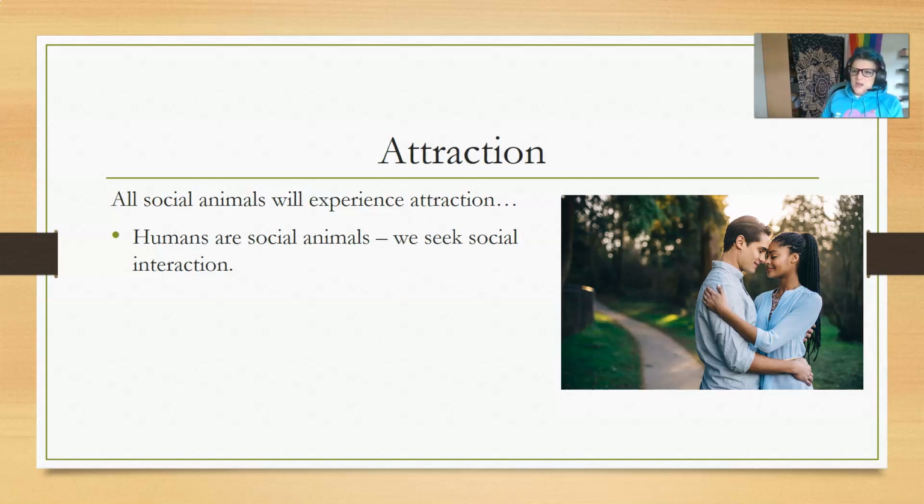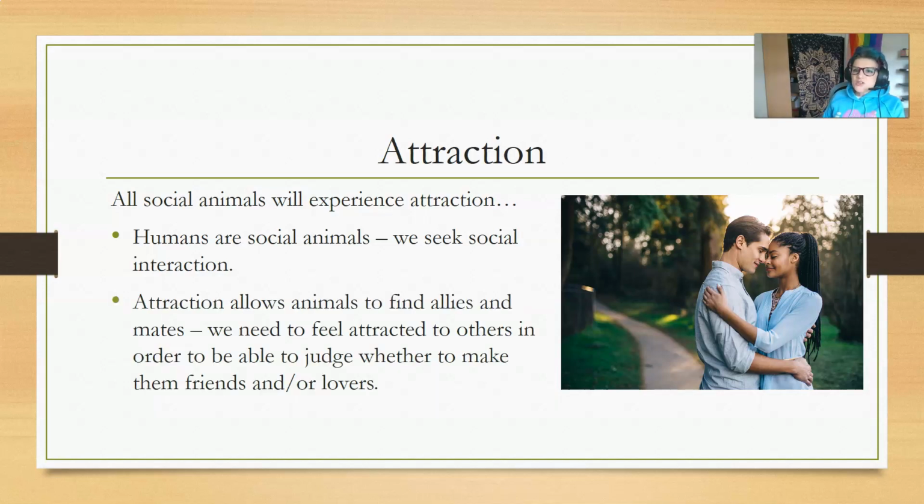Now, this can be platonic, you are attracted to someone's friendship, but in this sense we are discussing romantic attraction and sexual attraction. Attraction allows animals to find allies and mates. We need to feel attracted to others in order to be able to judge whether we want to make them our friends or our lovers and be in a relationship with them.